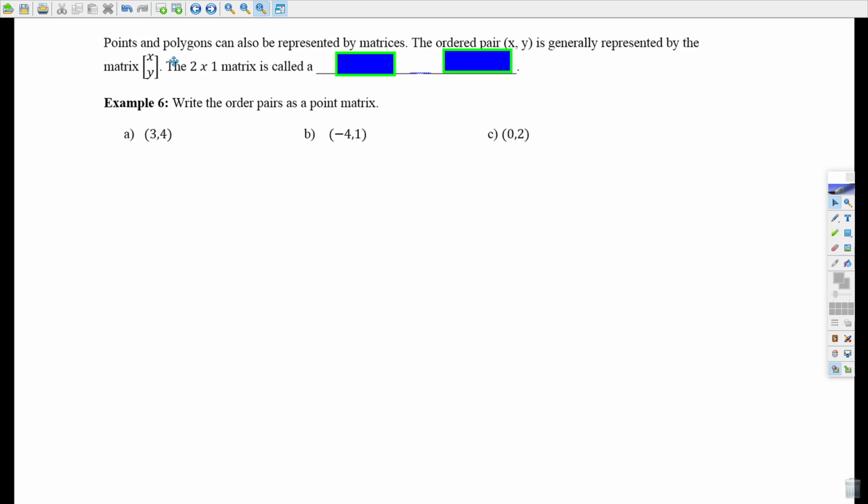So you can also have XY points in a matrix. So points and polygons can be represented by matrices. If you have an ordered pair XY, they just write that vertically as a matrix XY like this. So it's a 2 by 1 matrix, and they call that specifically a point matrix, as in it makes a point, like on a coordinate plane. So we're going to practice writing these ordered pairs XY as a point matrix.